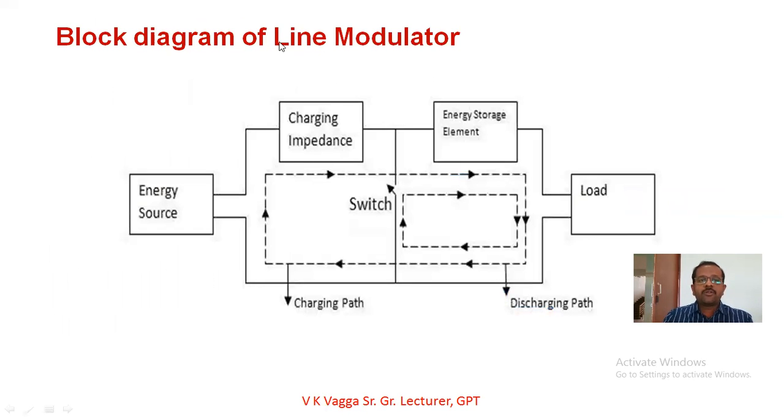According to the syllabus, the block diagram of the line modulator consists of the energy source, which is nothing but the power supply, and the charging impedance, which is nothing but a resistor network. It also has the energy storage element, which is nothing but a capacitor or a capacitor and inductor combination, and it is interconnected to the load here. This is the block diagram of the line modulator. It is implemented with the power supply, the charging impedance, the energy storage device, and the load.